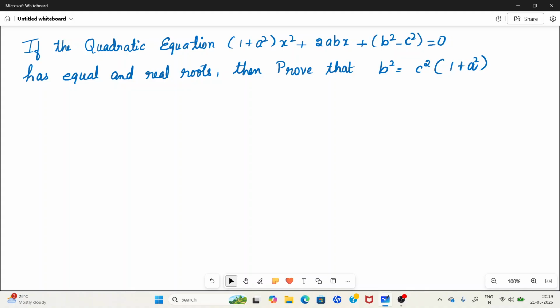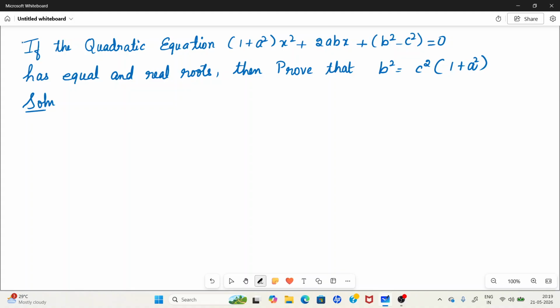If the quadratic equation (1 + a²)x² + 2abx + b² − c² = 0 has equal and real roots, then prove that b² = c²(1 + a²). So, solution.